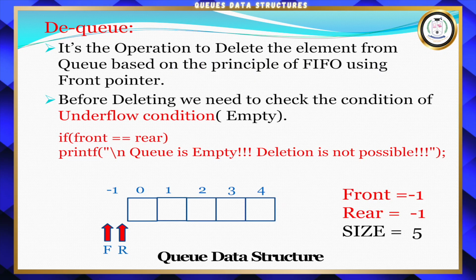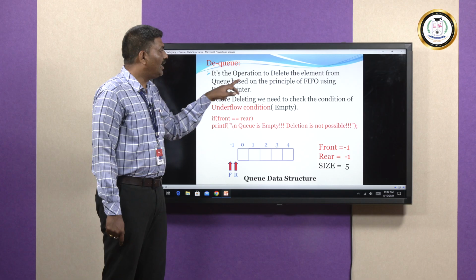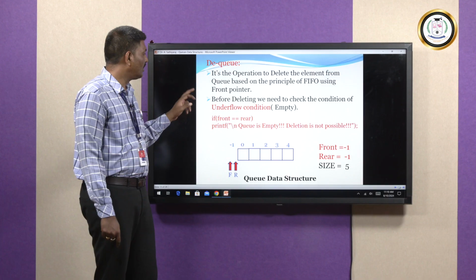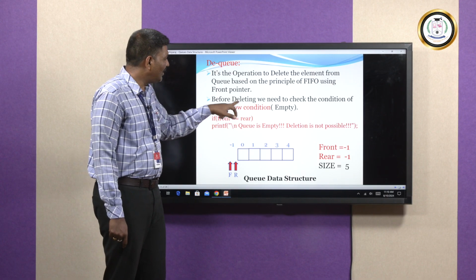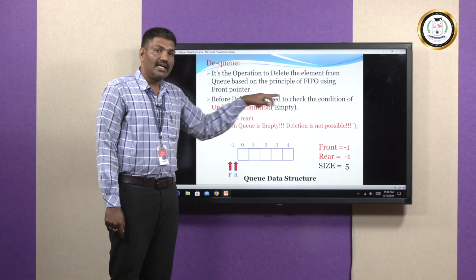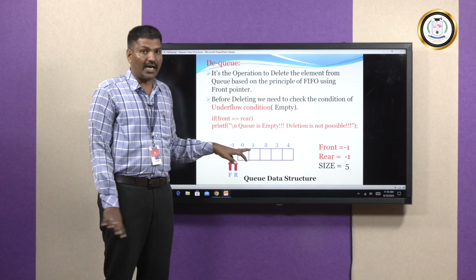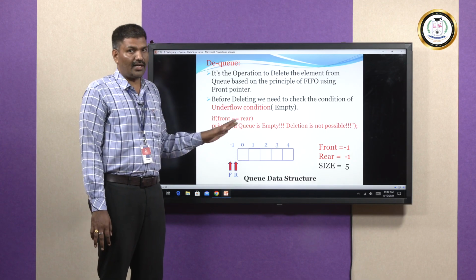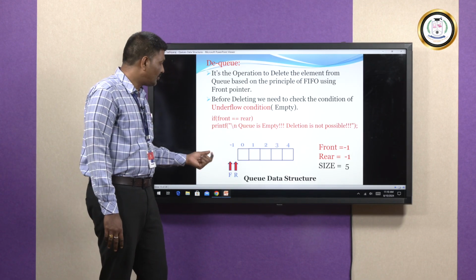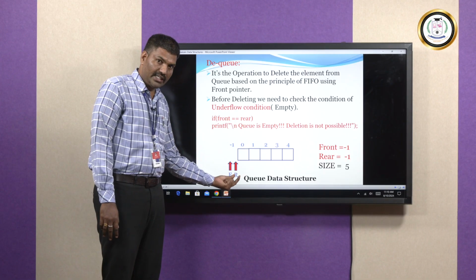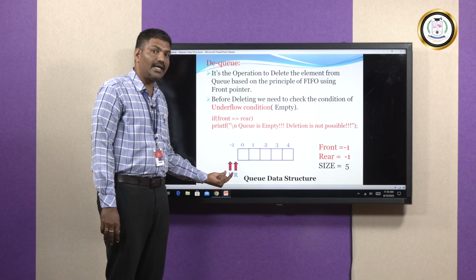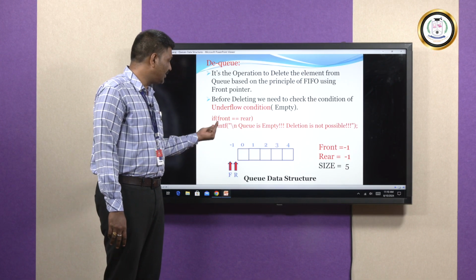Then coming to DQ, deleting an element from the queue. It is the operation to delete an element from the queue based on the principle of first in, first out. Before deleting, we need to check whether the data structure is empty or not. If it is empty, we cannot perform the deletion operation. Initially front and rear equal -1, so that is the empty queue.